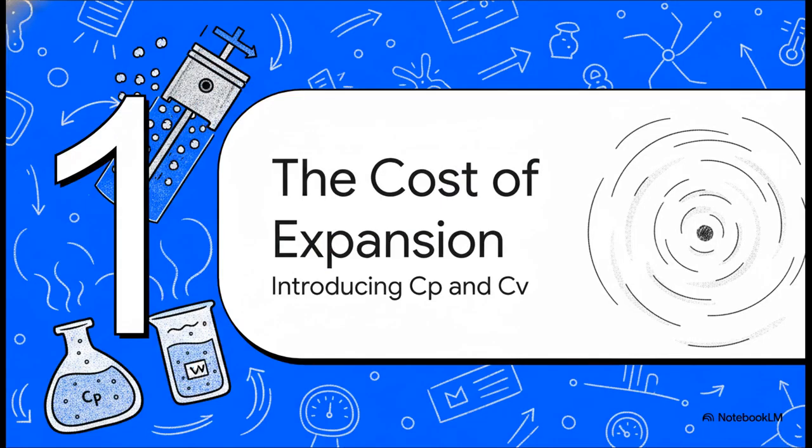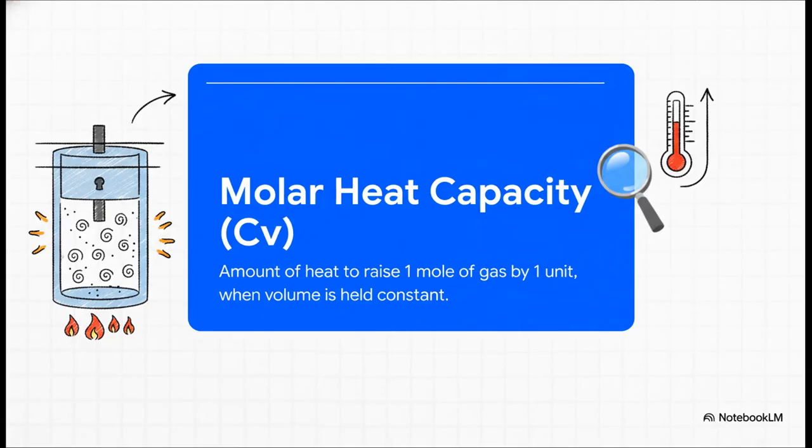Okay, the solution to our little puzzle lies in the fact that there isn't just one way to measure the heat capacity of a gas. There are actually two. We call them CP and CV, and they are the absolute key to understanding this whole cost of expansion idea. So, first up, let's look at our locked piston cylinder. Pretty straightforward, right? The piston can't move, so the volume of the gas is held constant. The amount of heat you need in this specific situation is called the molar specific heat at constant volume, or just CV for short.